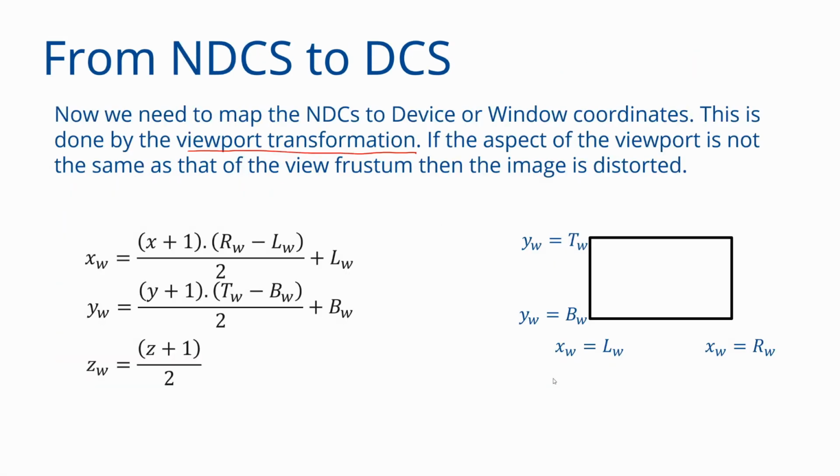Now the final stage, where we need to map the normalized device coordinates to screen or window coordinates or the display device coordinates, is done by what is known as the viewport transformation. So you specify your viewport by doing the following. You give the extents of the window.